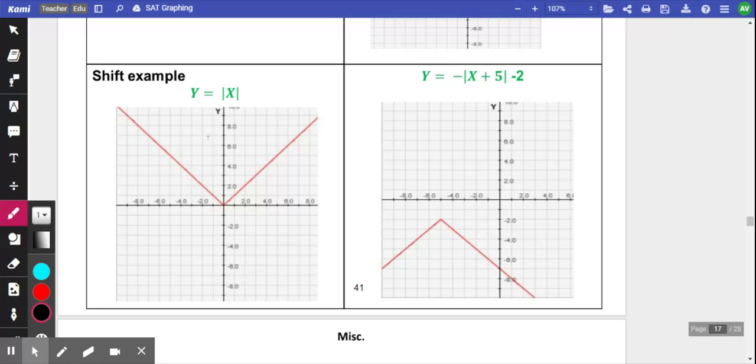So here's your original absolute value equation. If it had a negative in front, it flips it, so it would be facing down instead. The plus 5 inside of the absolute value means it shifts 5 units to the left. The negative 2 means it shifts down 2. So from here, it flipped, moved 5 units to the left and down 2. And that's exactly the function you see here.